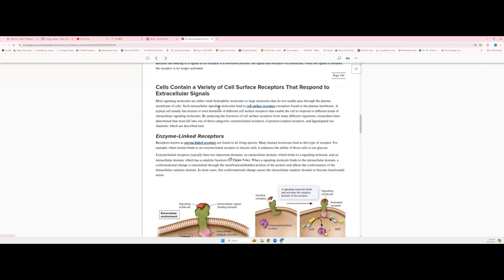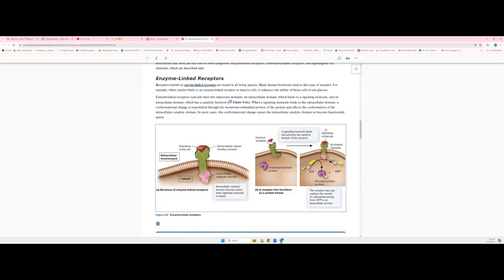So these signal molecules, called extracellular signal molecules, will bind to cell surface receptors found in the plasma membrane. A typical cell would have a dozen, even 100 different cell surface receptors, enabling the cell to respond to different kinds of extracellular signaling molecules. This type of receptor can be divided into three types: enzyme-linked receptors, G protein-coupled receptors, and ligand-gated ion channels.